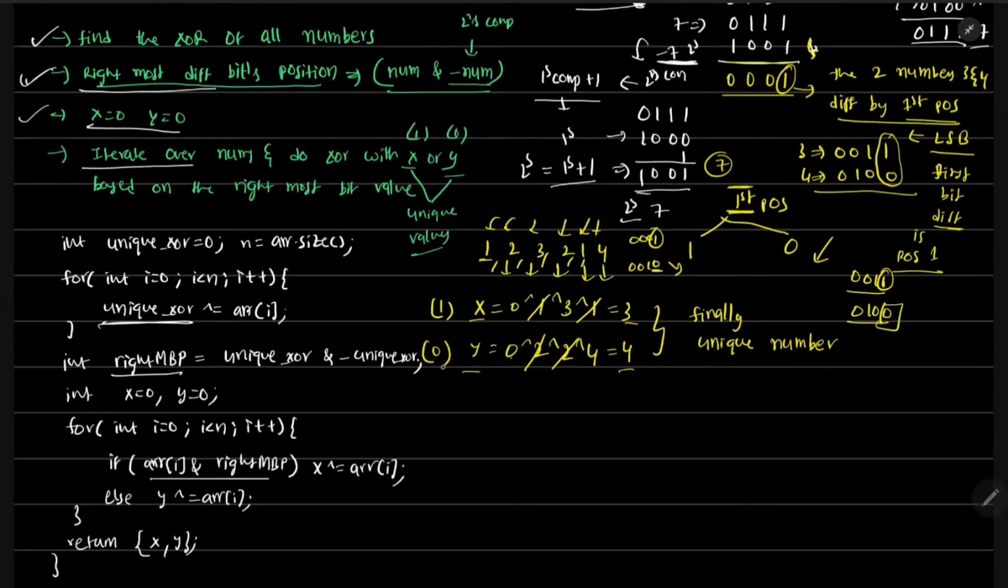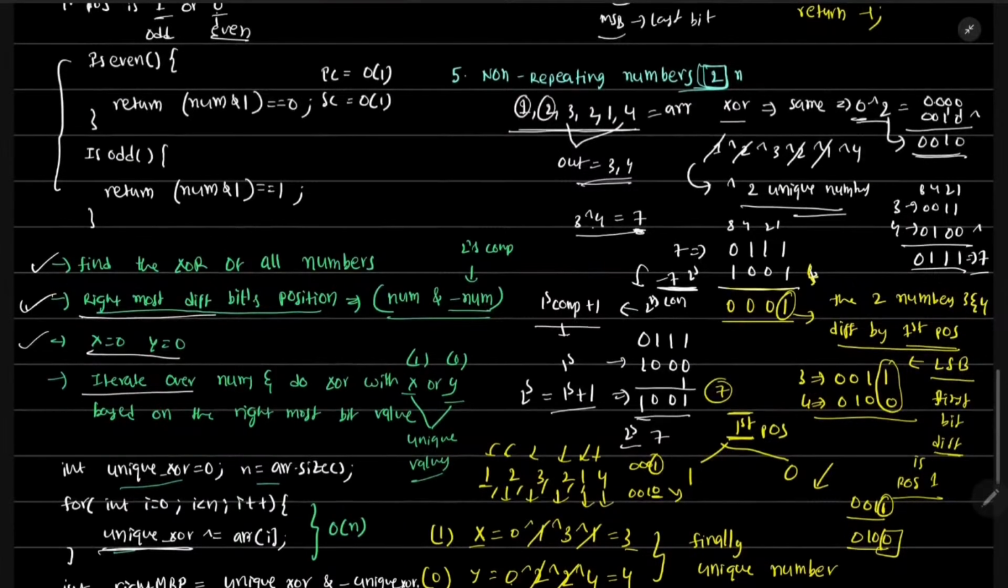Very simple. Now coming back to time complexity, this is big O of n, right? This is big O of 1 and this is big O of n. So the time complexity will be totally big O of 2n, right? Space complexity will be big O of 1, we are using only the variables, right? So that's how we do this fifth problem, non-repeating numbers.